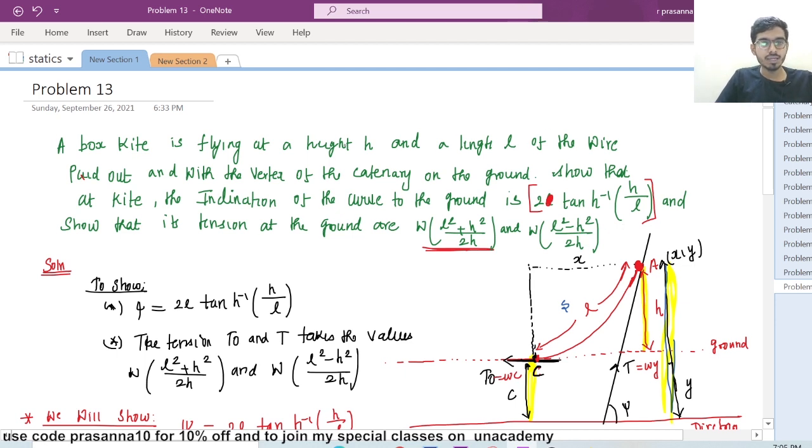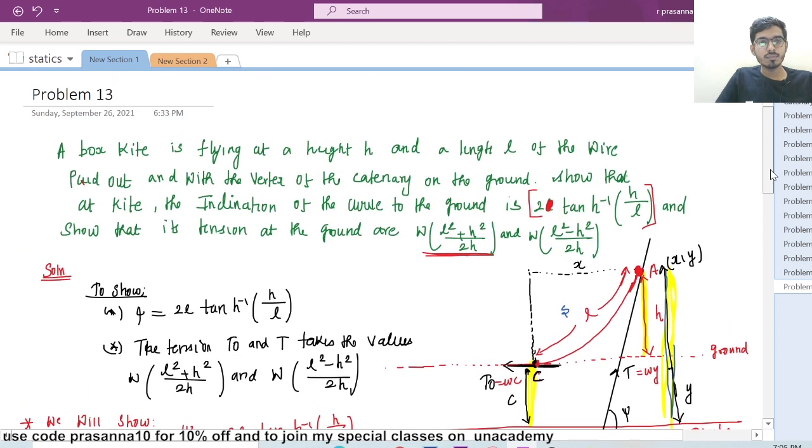So you can see, again I'll repeat, a box kite is flying at a height h and a length L of the wire paid out with the vertex of the catenary C on the ground. So that at the kite, we need to show this angle is 2 times tan inverse of h by L, and we need to show the tension at the ground are these two. That is, what we are doing is we are finding this angle psi and we are finding the value of Wc and Wy, and we are proving this problem very easily, right? Yes. So thank you. In the next video we will continue solving the 14th problem, right? Thank you.